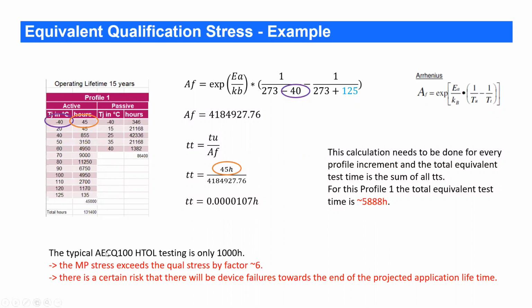Now, our standard definition of AEC Q100 HTOL testing says, oops, you need to do 1,000 hours only. And that is what most people do in semiconductors. But with this example here, you would say, well, my real life stress is 6 times higher than the qualification stress, which is meaning probably there's a high risk that the devices may fail earlier than my application end of life.